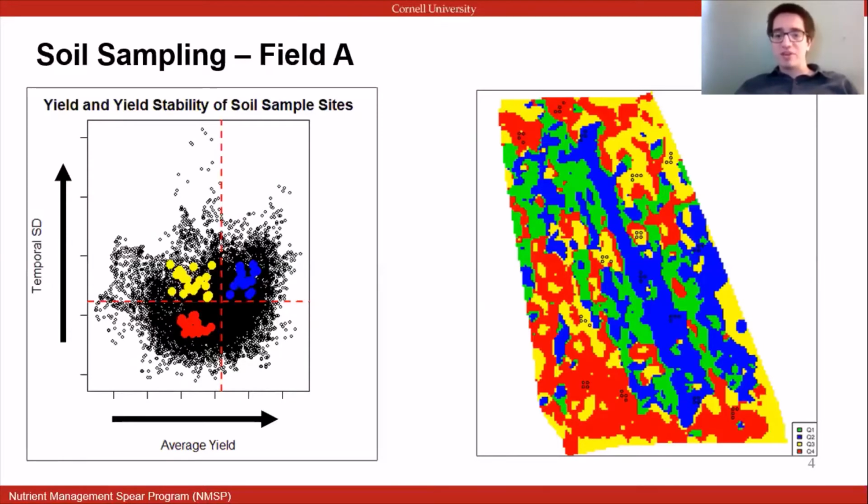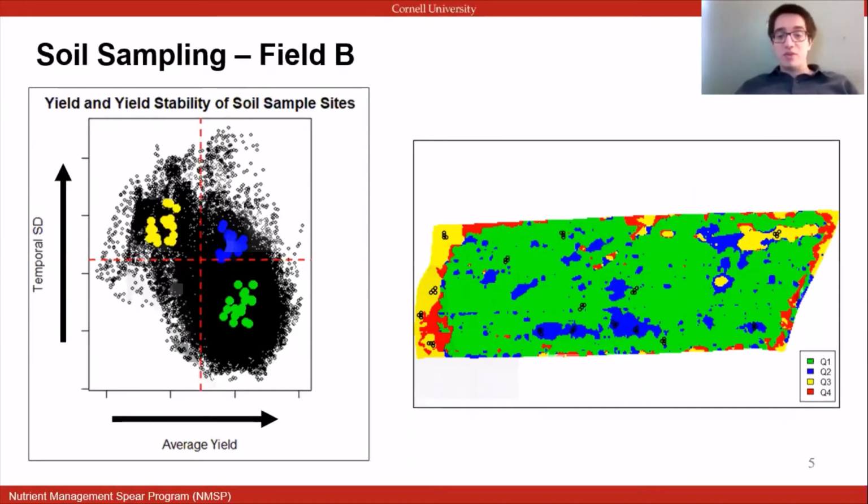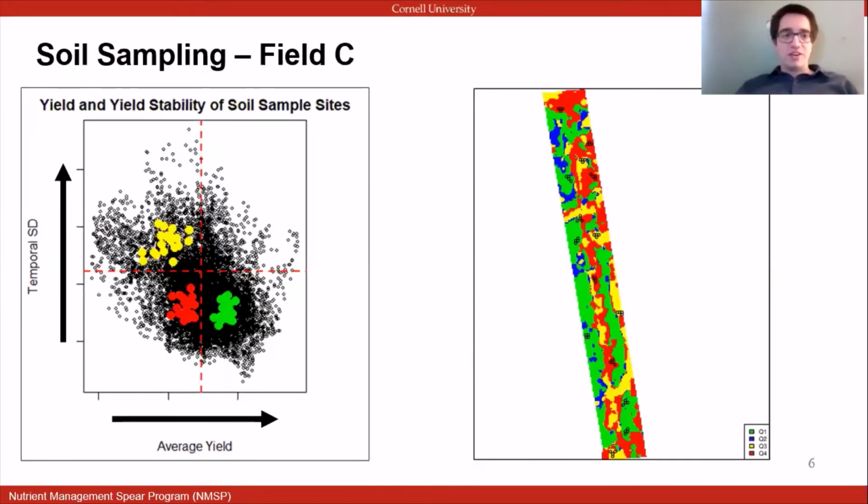Here on the left, you can see the yield and variability of yield at each of our selected sampling locations. And on the right, the black circles represent our samples on the yield stability zone map for field A. And here you can see field B, which is very wide and about a 40-acre field. And here's field C.